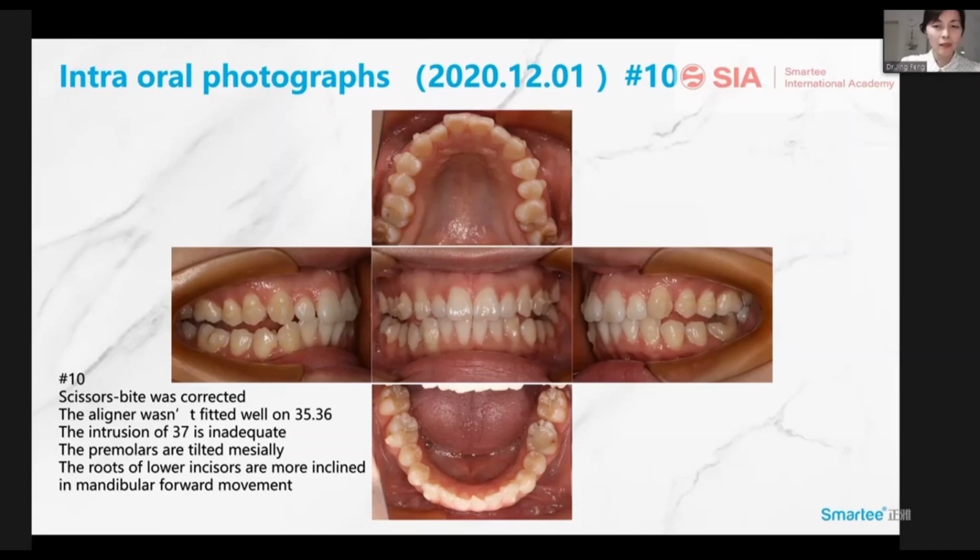But something not favorable happened, because as I said, it's one of my very early cases using S8 STDB. The aligners weren't fitted well on 3.5 and 3.8. The intrusion of 3.7 is inadequate, and the premolars are tilted mesially. The roots of the lower incisors are more inclined. So that's not what I want. But don't worry, we have the opportunity to fix it.